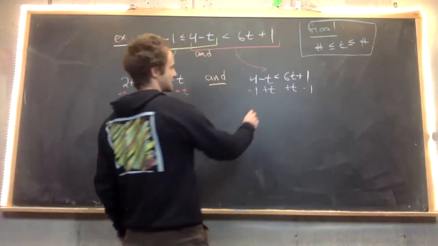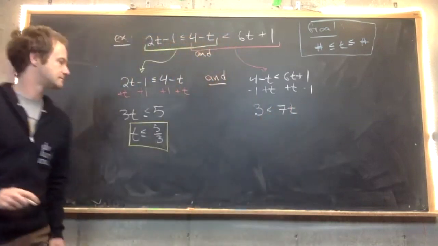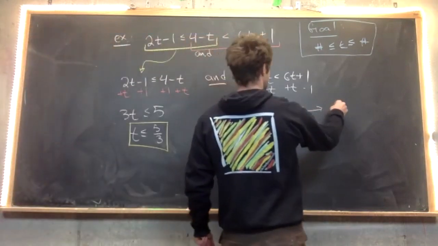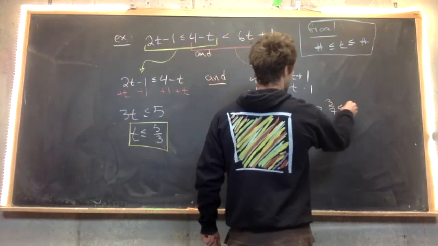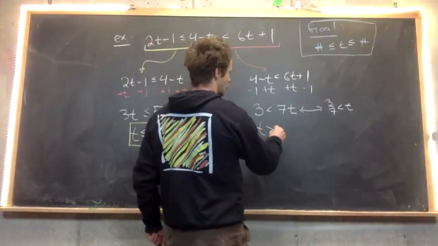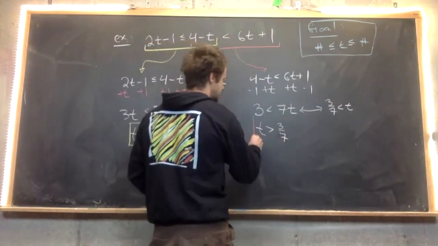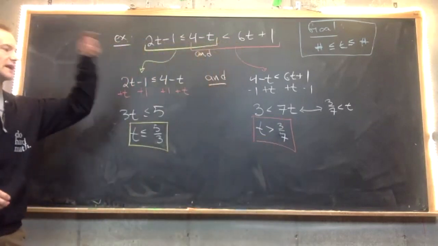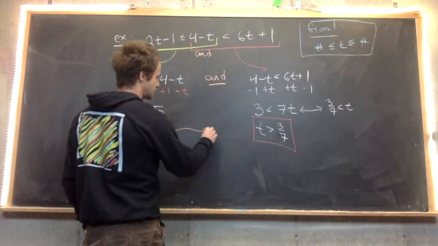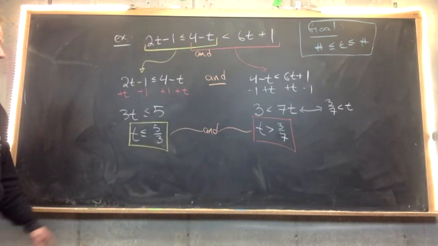So let's see what we get. That's going to leave us with a 3 on the left and then a 7t on the right. But let's see, that means that 3 over 7 is less than t, which means t is greater than 3 over 7. So maybe I'll box this in red because that's equivalent to what I have up there underlined in red. And now both of these have to be true at the same time, so I'll put an "and" between them.